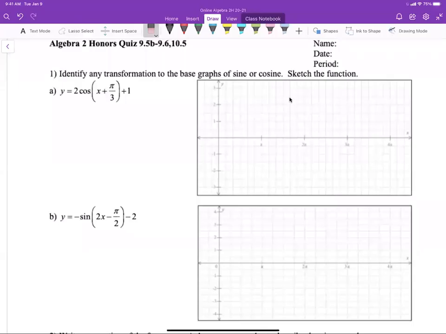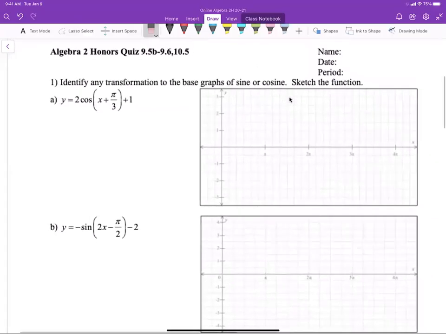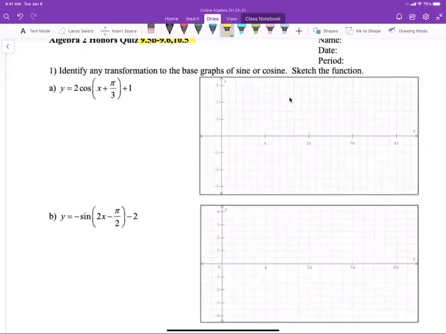All right, this is our last self-assessment to see how you are on the material that we have from 9.5b through 10.5. The first instruction is identify any transformation to the base graphs of sine or cosine and sketch the function.